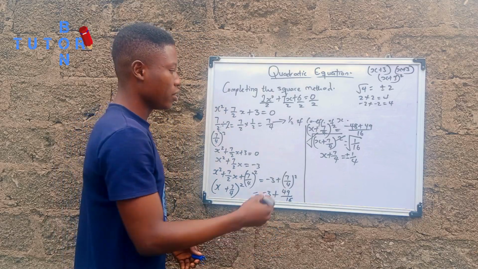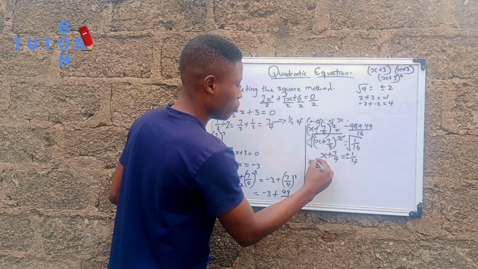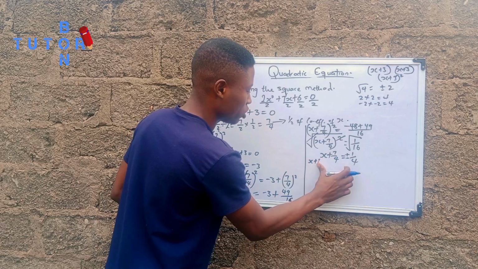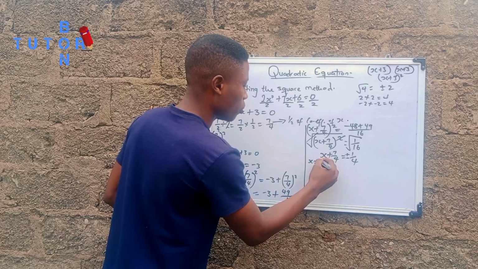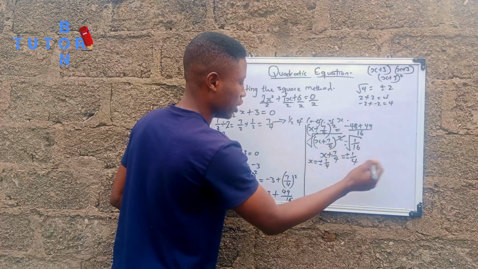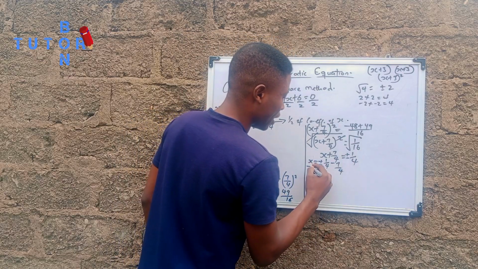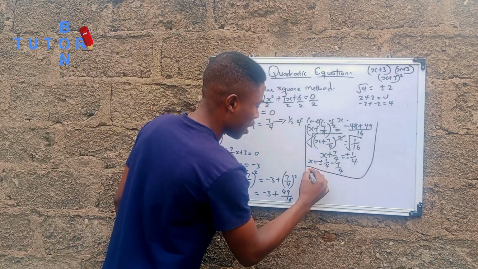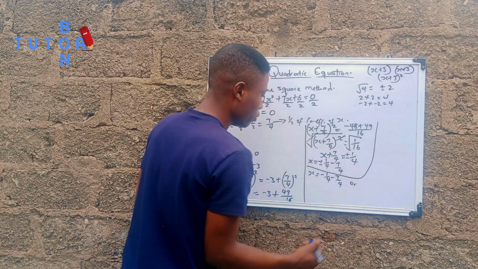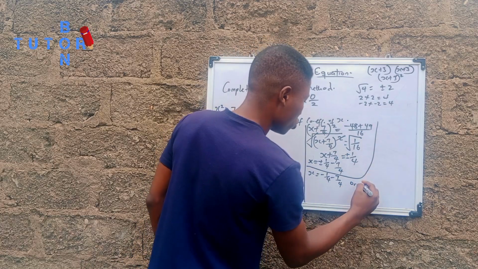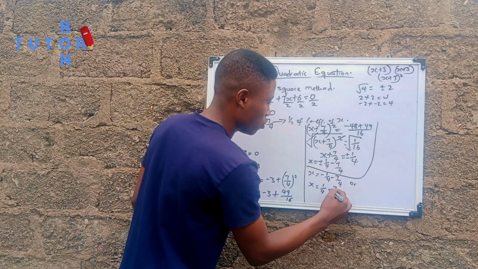The next thing to do is to transfer this to the other side. Transferring it, I'll have x equal to plus or minus 1 over 4, then this turns to minus 7 over 4. For clarity, I can write this equation as x equal to minus 1 over 4 minus 7 over 4, or x equal to 1 over 4, which is the positive one, minus 7 over 4.